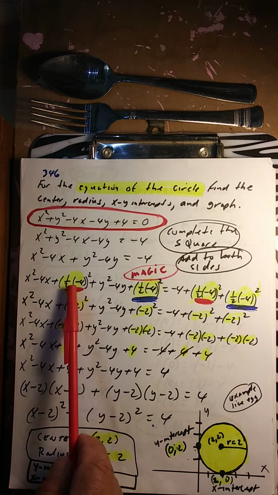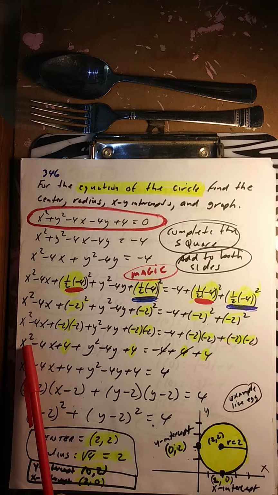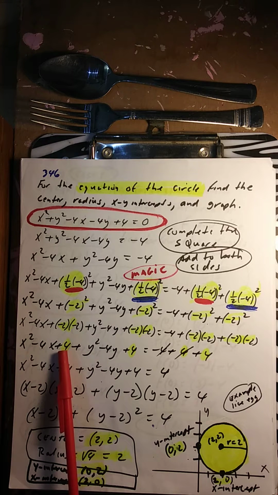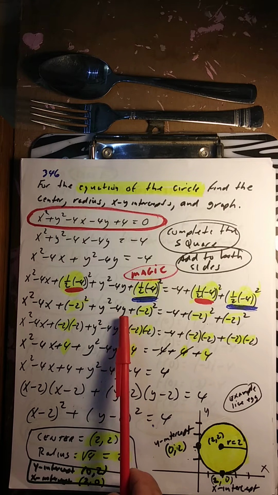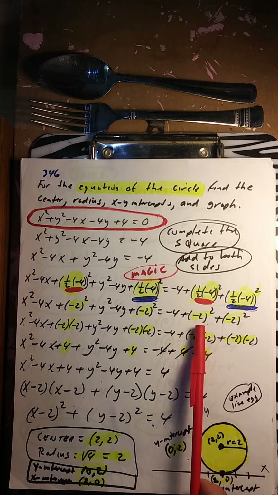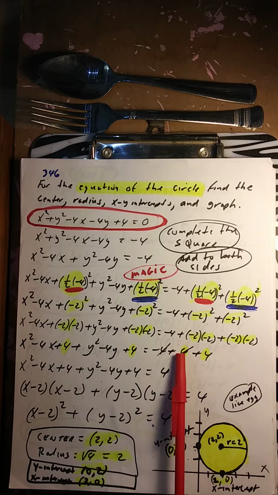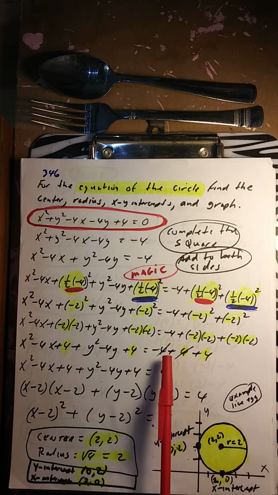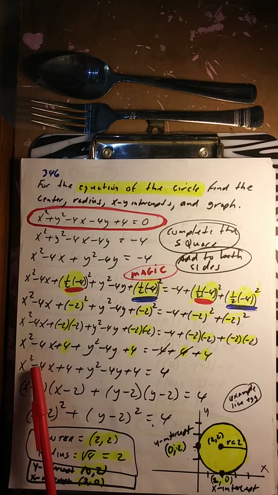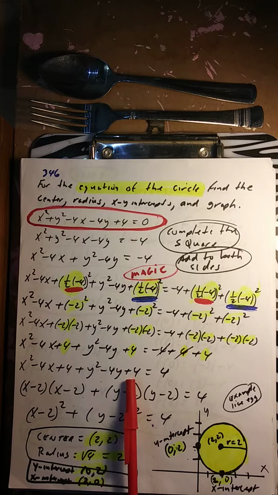So now, 1/2 of this is -2. -2 squared is -2. Remember that in the calculator. And that's going to be 4. So that's going to be x squared minus 4x plus 4. And over here, same thing, -2 squared is 4, so we have 4 there. Over here, same thing, -2 is 4, -2 is 4. So we have -4, +4, these are gone. 4 left over. So we have x squared minus 4x plus 4 plus y squared minus 4y plus 4.